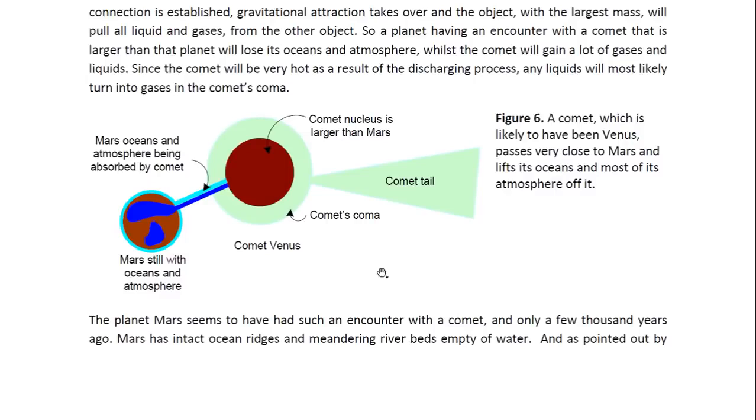And this may be what happened to Mars. Mars has a very thin atmosphere. It's basically a dead planet now. But there are signs that Mars used to have oceans and rivers, because it still has intact ocean ridges and meandering riverbeds, of course empty of water. So it seems that Mars may have had one of these encounters with a comet, perhaps only a few thousand years ago.